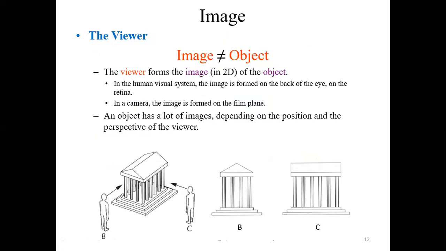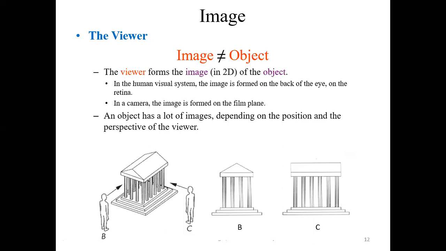So now whenever we are seeing an object, you have to remember image and object are not the same thing. Here is a perfect example. Here is person B, he's looking at an object, and person C is looking at the same object. Now person B will see the object in this way, and person C will see the object in this way. So this image of this object, the visual representation that you have, doesn't actually represent the whole object.